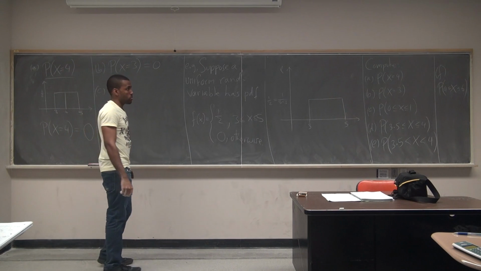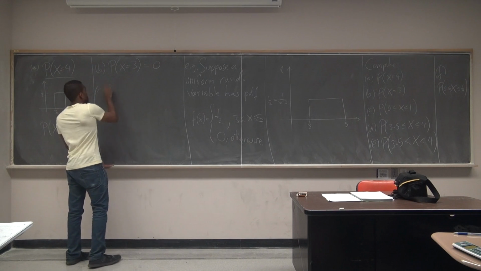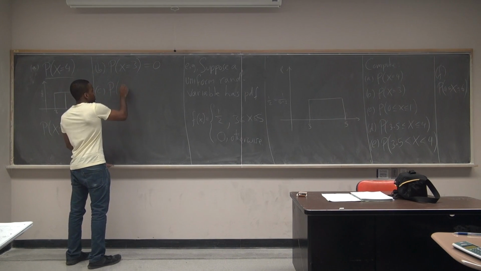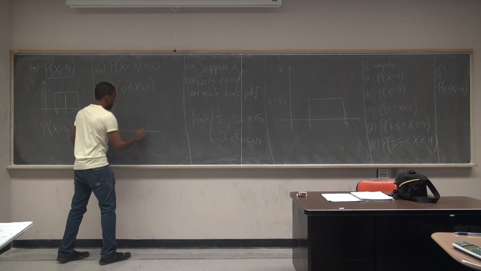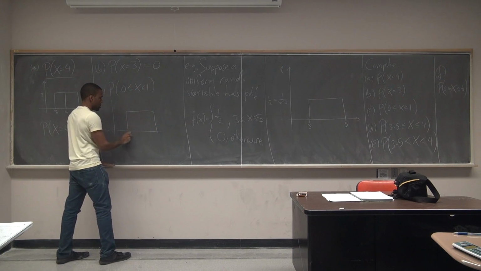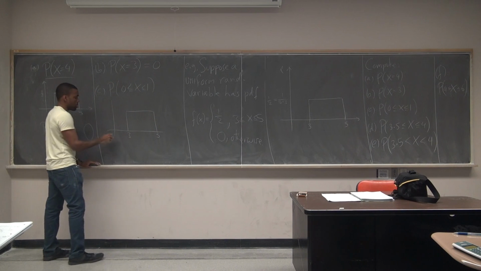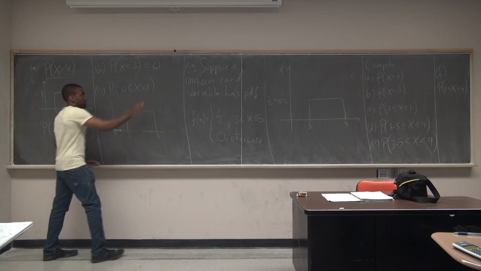It's 0 too. I want the probability that x is between 0 and 1. So here's my picture, here's my rectangle over here. This is 3, this is 5. I want the probability that I'm between 0 and 1, which is over here. It's 0. It's non-existent. There's no area.